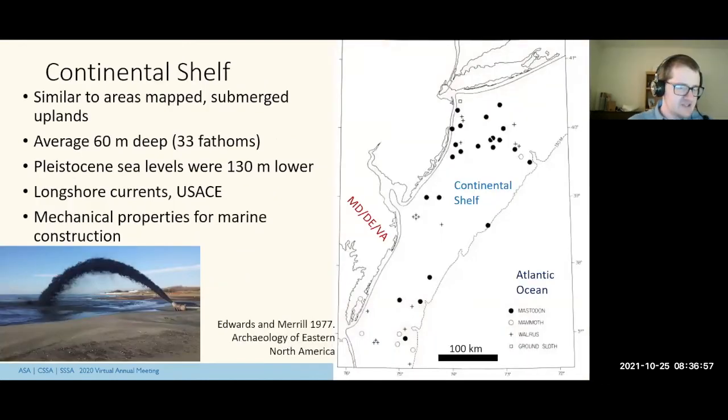So let me take you, in the time we've got left, on sort of a cruise out into the open ocean, into ever deeper water, and show you and talk about some of these things. So we'll start with the continental shelf. This is the most reasonable, right?